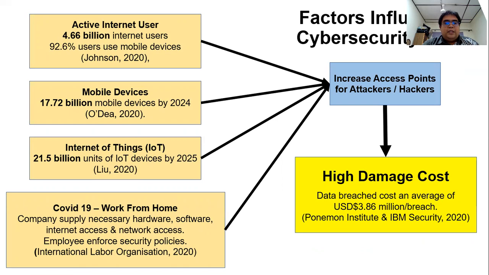Due to COVID-19, the new policy, work from home, where companies supply necessary hardware, software, internet access, and network access to employees, and employees are expected to enforce security policies at their home. Due to these factors, it increases access points for attackers and hackers, which may cause high damage costs. A data breach costs an average of 3.86 million US dollars per breach.